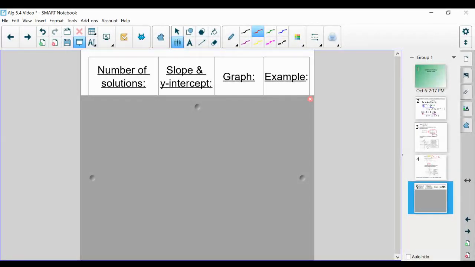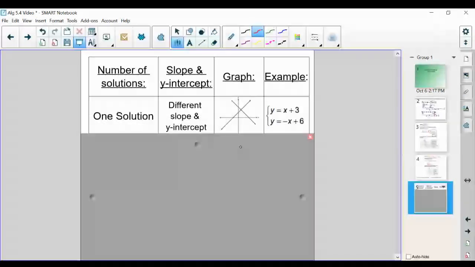So if we have a one solution example, if we are comparing the slope and the y-intercept, well, they're going to have a different slope and a different y-intercept. And if we look at them from a graph, they're going to have one point of intersection. They're going to hit at that one spot where those two lines intersect. And this is what we're used to seeing. And one possible example could be y equals x plus 3 and y equals negative x plus 6. Notice they have a different slope and they have a different y-intercept.